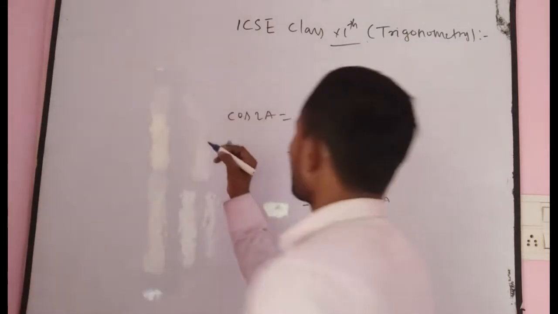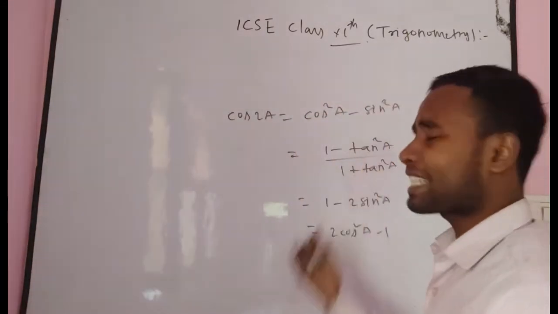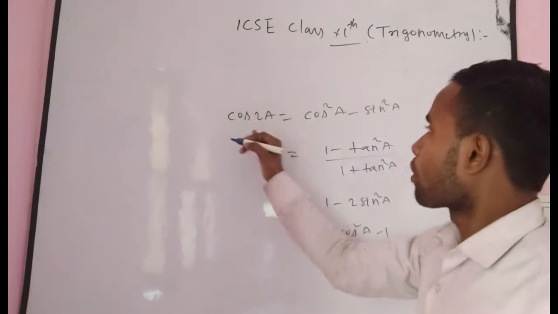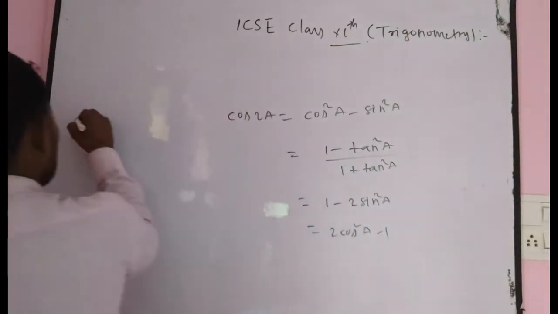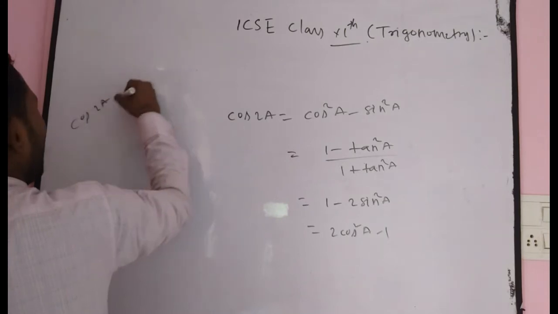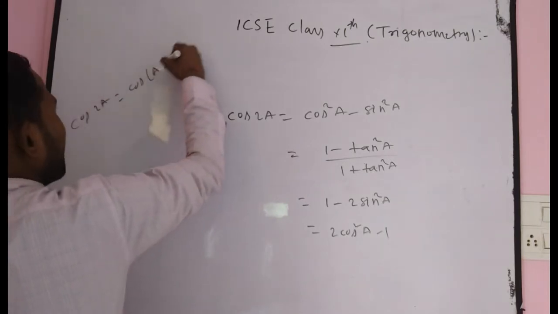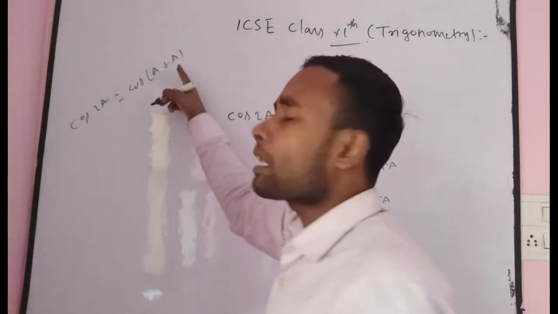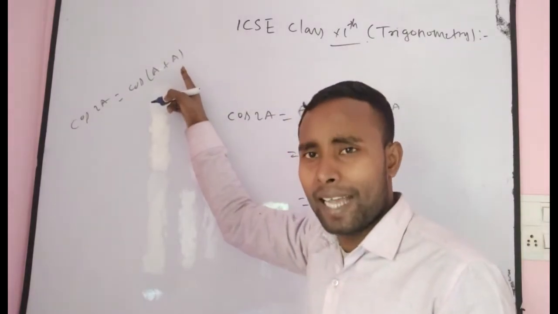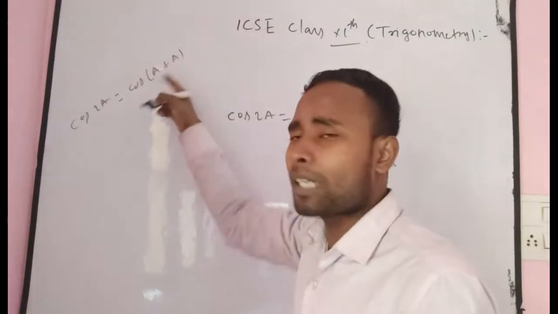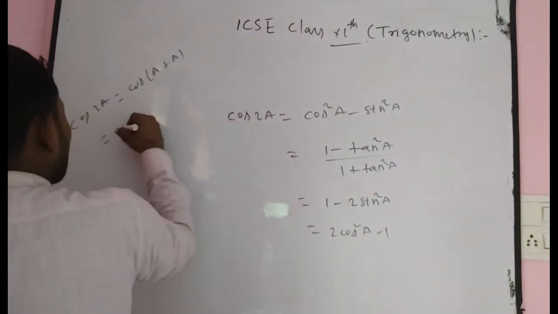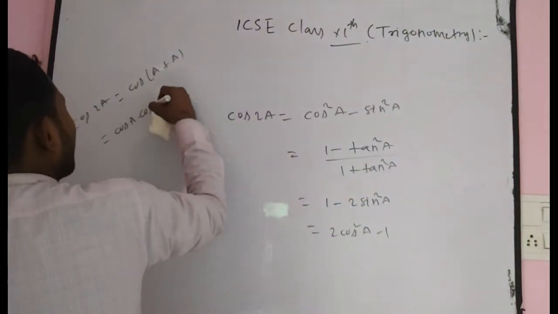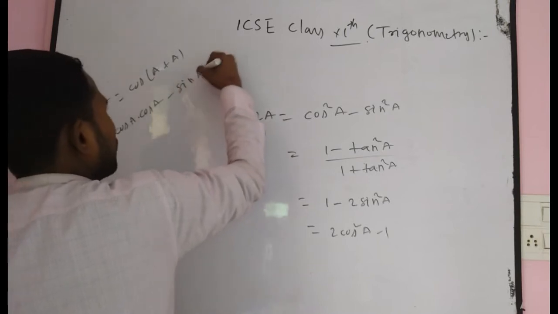Now first of all I want to prove cos 2a is equal to cos square a minus sin square a. How can you show it? It is very simple. As you know, cos 2a can be written as cos of a plus a. Suppose that the second a is b. In that case it will be cos of a plus b. As you know, cos a plus b is equal to cos a into cos b minus sin a into sin b.